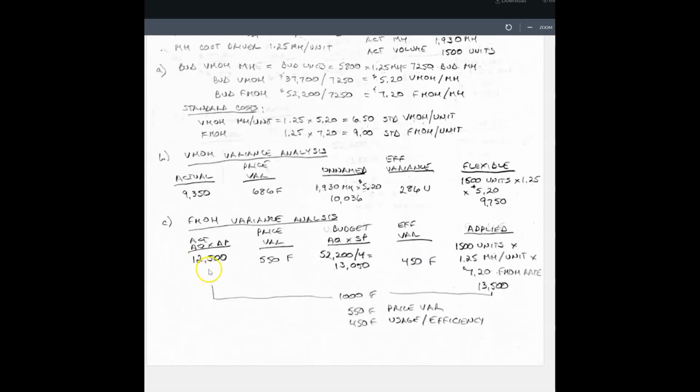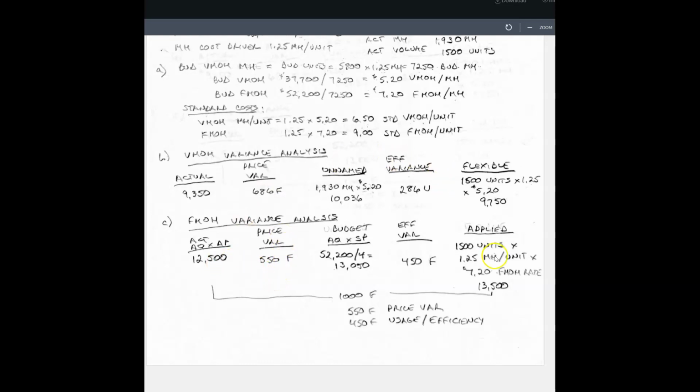This is our actual, which is 12.5. Okay, the actual overhead is 12,500, and the budget would be 52,200 for the year, and this is just the quarter, so we just straight lined it. We just took the 52,200 divided by 4. I don't know how else you'd do it. So 13,050 compared to 12,500, this would be a favorable variance because we spent less, so a favorable price variance.